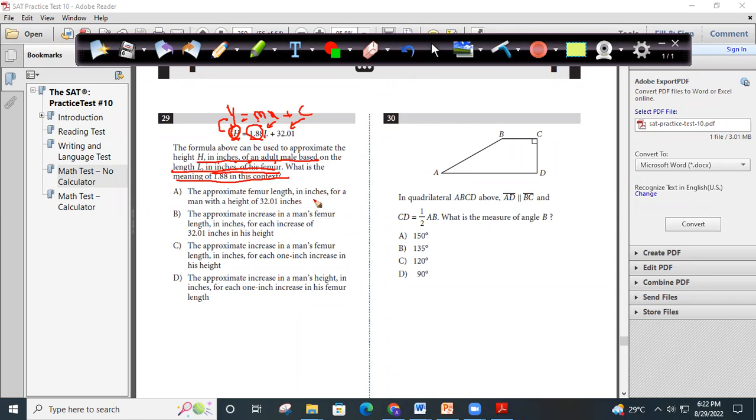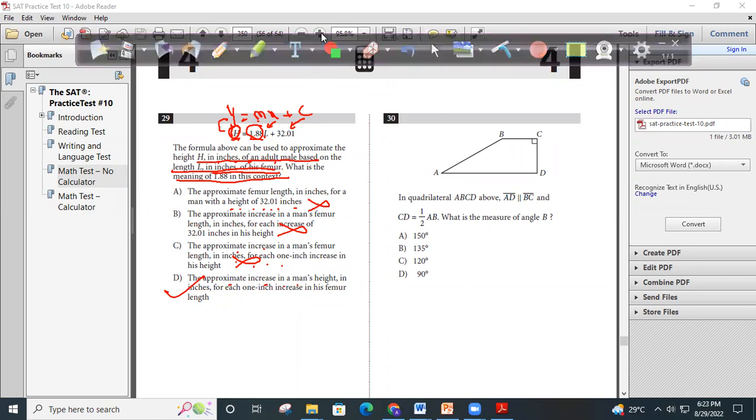The approximate femur length in inches for a man with a height of 32.01, meaningless. The approximate increase in the man's femur length in inches for each increase of 32.01, meaningless. The approximate increase in the man's femur length for each one increase, reverse. The approximate increase in the man's height in inches, very good. D for Delhi is the answer. So who all gave me D for Delhi?